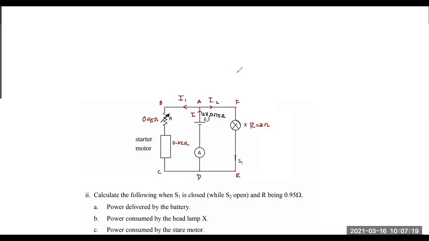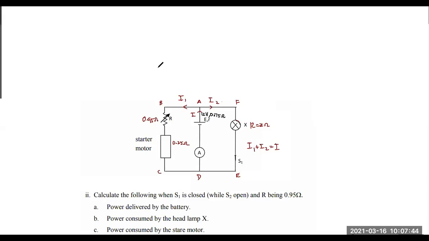We'll find them separately. And we all know I1 and I2, when you add them, they should be equal to I. Okay. So I need to find I1, square it and multiply by the resistance. That will give you the power consumed in the starter motor. If you multiply the square of I2 by the resistance of the lamp, you will get the power consumed. So let's find out I1 and I2. One equation is already done.